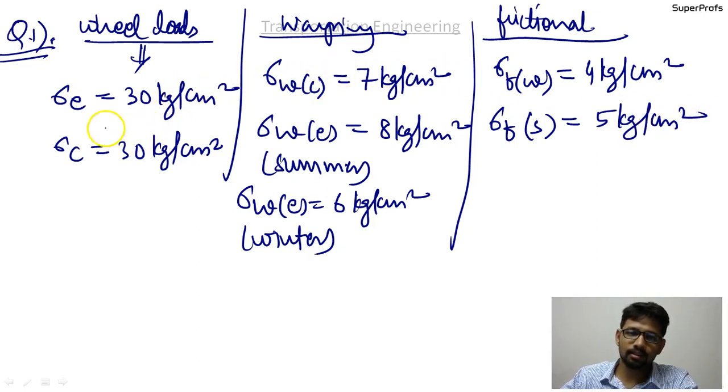So if you look at this, the wheel load stress at the edge is given, and the stress at the corner is given. The suffix W stands for warping, C stands for corner, and E stands for edges. The stresses at the edges during summer and winter are different. The frictional stresses are also given for winter and summer, since frictional stresses are purely dependent on the seasonal variation of temperature.